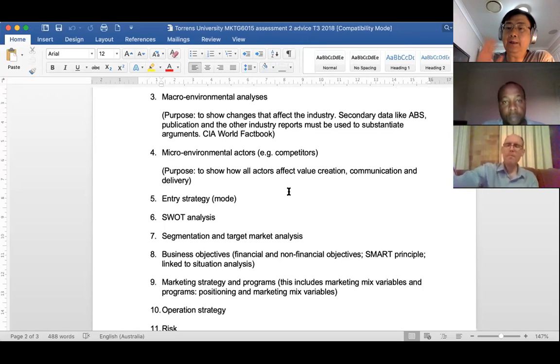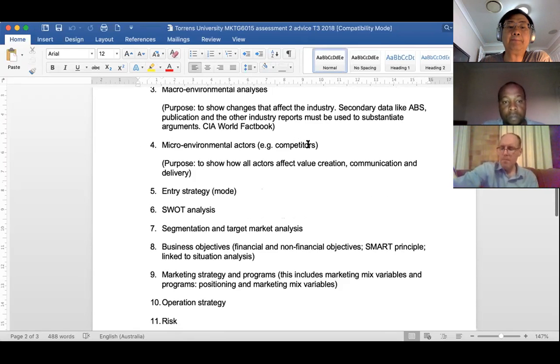But you only need to focus on the one market that you selected in assessment 1. Remember, in assessment 1 you analyzed two markets and came down to one market only. So this business plan contains the strategy to enter the one market that you have selected. Brilliant.